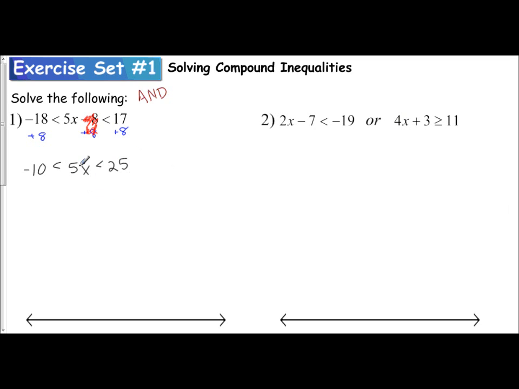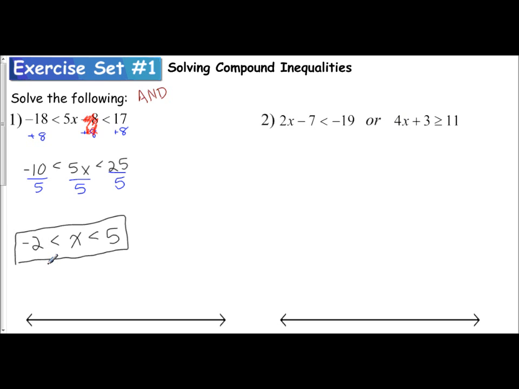And so now the same idea. What am I going to do to get this x by itself? Well, here I would get rid of my coefficient of 5 by dividing by 5. So if I do it to the middle, I have to do it to both outsides. So divide by 5, divide by 5. And you're left with negative 10 divided by 5 is negative 2, is less than x. We divide by 5 to get rid of the coefficient, so the x is isolated now, which is less than 25 divided by 5, which is 5. And so here is your solution for this compound inequality. Negative 2 is less than x, which is less than 5.